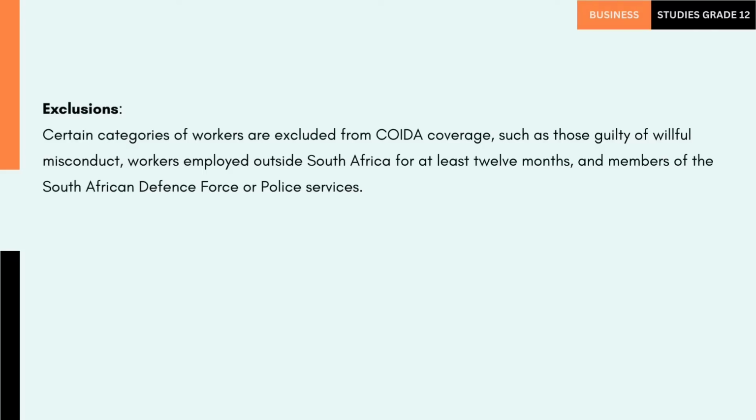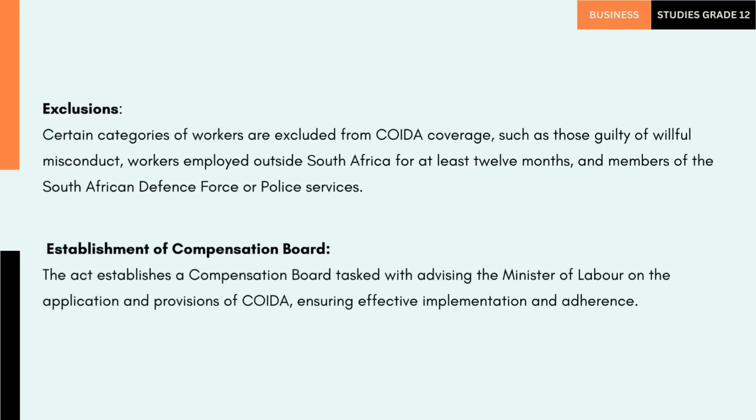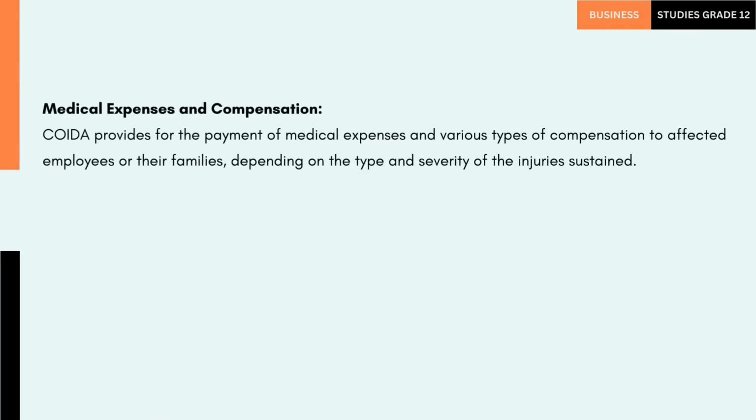3. Exclusions. Certain categories of workers are excluded from COIDA coverage, such as those guilty of willful misconduct, workers employed outside South Africa for at least 12 months, and members of the South African Defence Force or police services. 4. Establishment of Compensation Board. The Act establishes a compensation board tasked with advising the Minister of Labour on the application and provisions of COIDA, ensuring effective implementation and adherence. 5. Medical expenses and compensation.